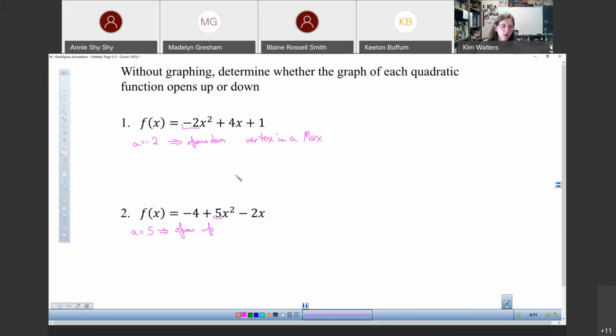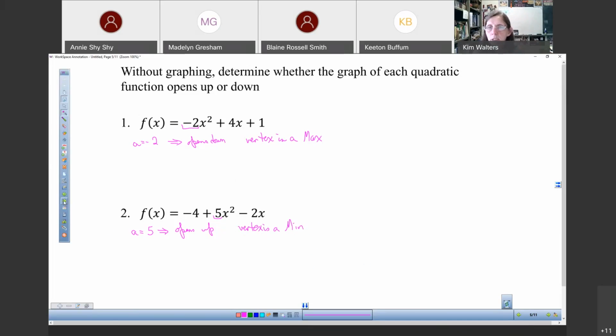So that very visual kind of thing. I usually tell my students in class, you have this portable parabola that you can carry around with you everywhere you go. So here's your parabola, and think about what it looks like. So since number 2 is going to open up, then my vertex is going to be a minimum. Excellent, very good.